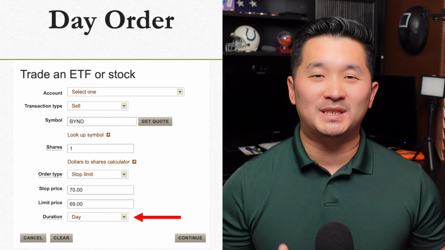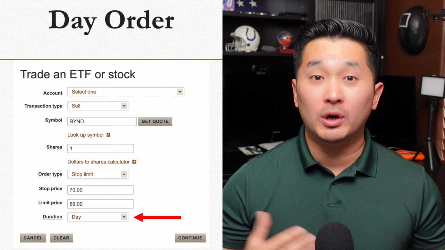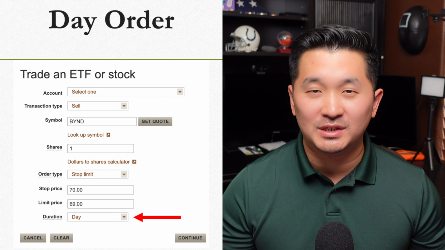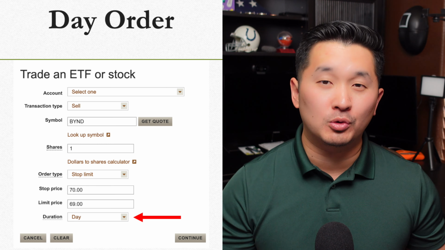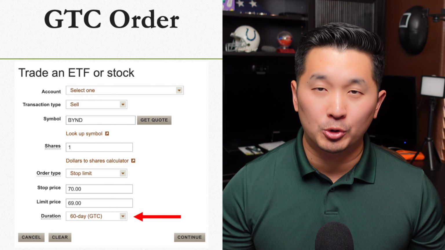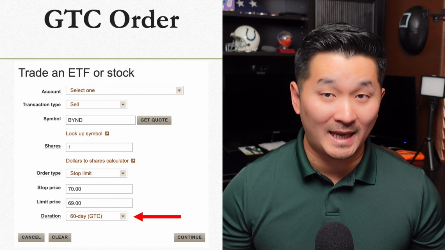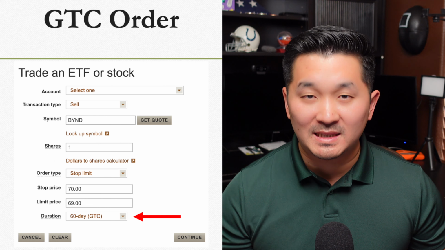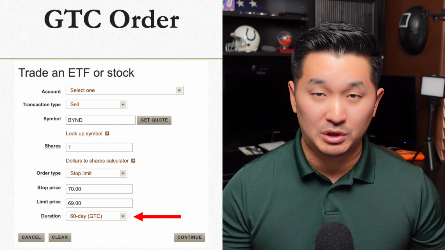You can also choose to limit your order for a day or up to 60 calendar days. If you choose the day order and the price doesn't meet your threshold, then the order will be expired at the end of the trading day. If you choose the 60-day order, or also known as the good till canceled GTC order, the order will expire in 60 calendar days if the price doesn't meet your threshold.